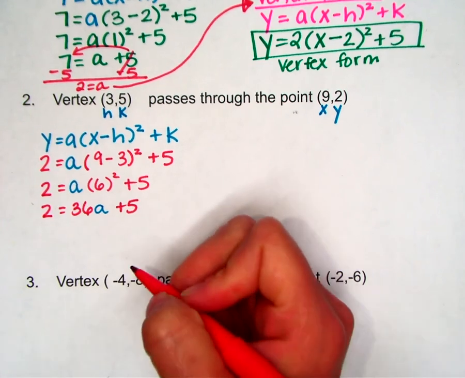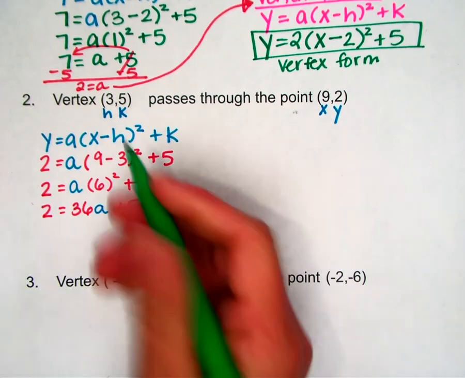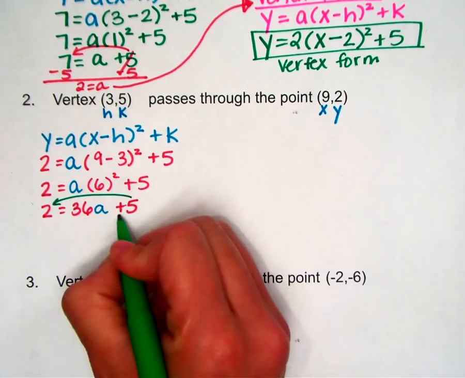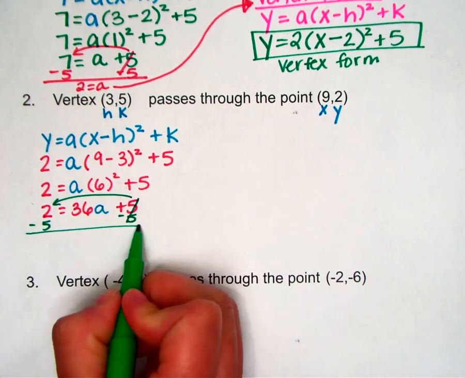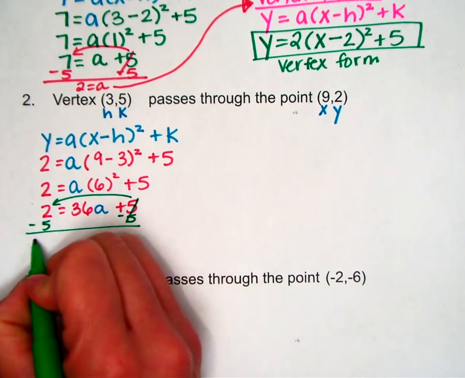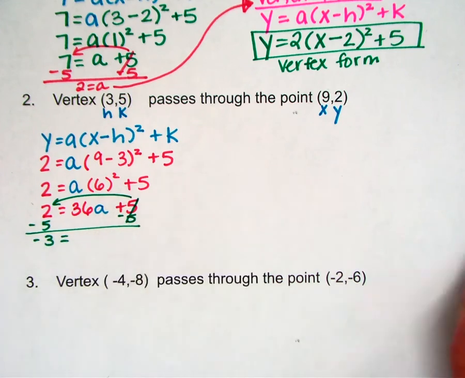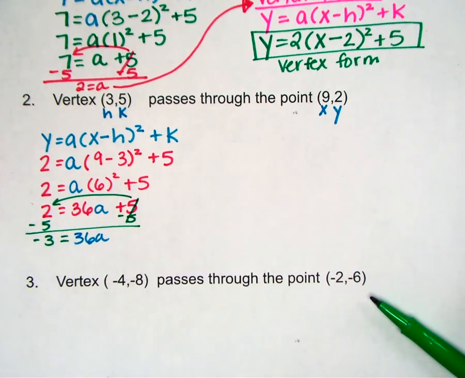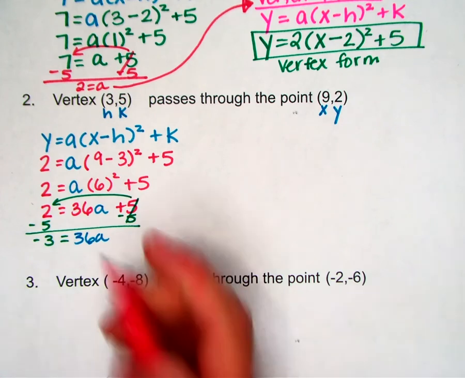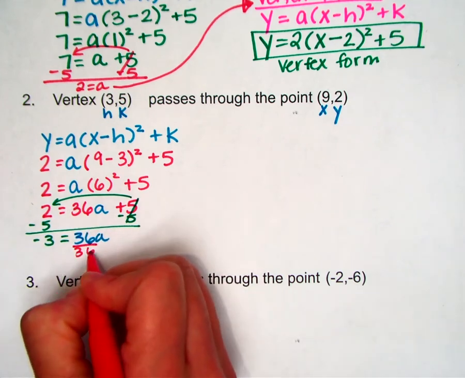So this looks like an equation that I can solve for. So I'm going to move 5 over to the other side so that I can solve for a. Subtract 5 on both sides of the equal sign. And then I'm going to take 2 minus 5. You get negative 3 equals. I still have 36a on the right side. To undo multiplication, I need to divide by 36 on both sides.